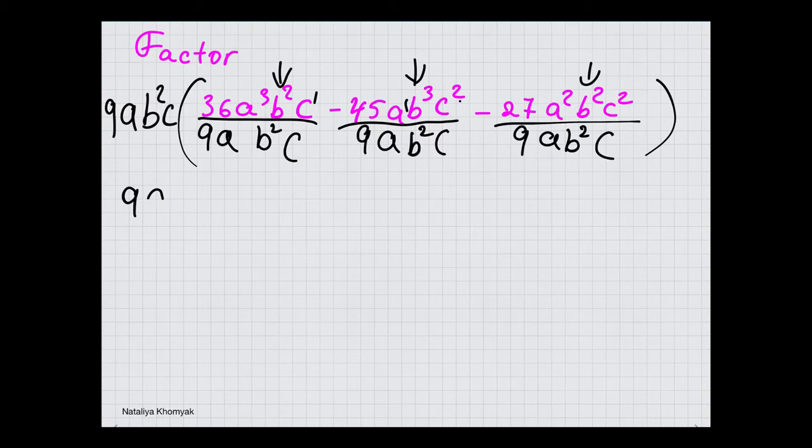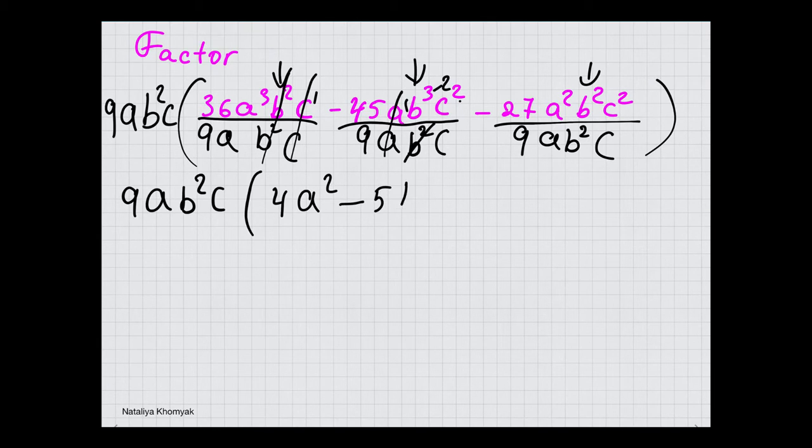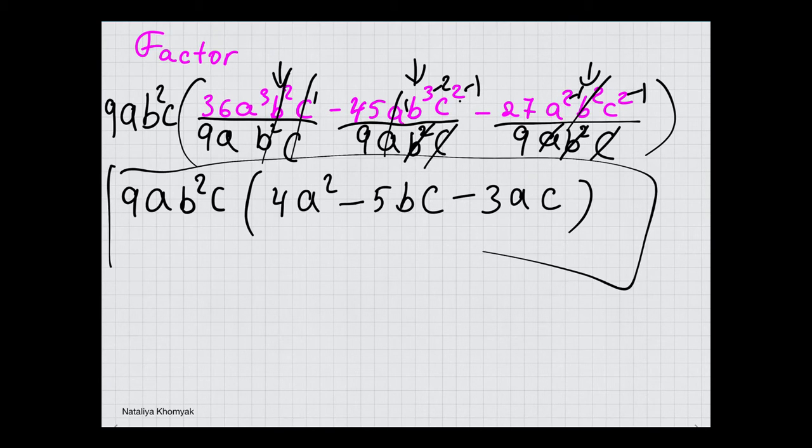So we have 9a b2c times 9 goes into 36 4 times. A to the second. This cancels into 1. This cancels into 1. Negative 45 divided by 9 gives us negative 5. This cancels. B to the first. C to the first. Negative 27 divided by positive 9, negative 3. A. This cancels. C. And this is our solution.